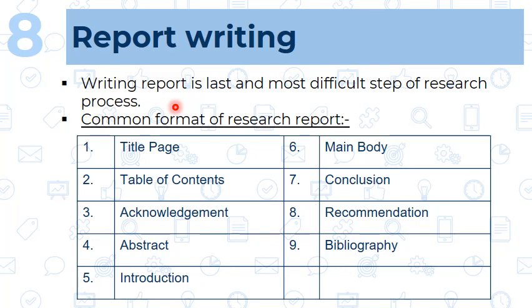Then conclusions, and then recommendation, and last is the bibliography. So all these 9 steps are there for the common format of the research report. Means whichever research work is done by the researcher, he is going to compile that research work into these 9 steps. All these 9 steps of the common format of research report we will study in detail in the next video, that will be on thesis writing. So this was the introductory part of report writing. I hope you have studied.